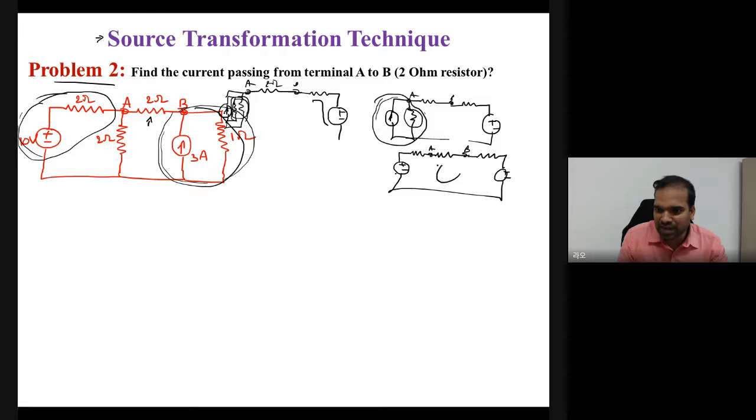Then if I apply KVL, of course I can find the current flowing from A to B. Like this, you should have one idea before applying the source transformation technique. Now see what I am doing.